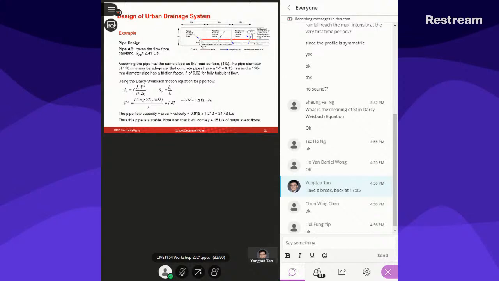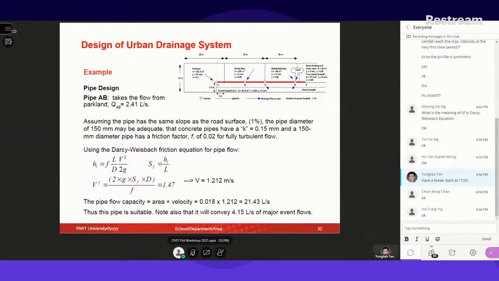And also we can see that for pipe AB, only the runoff from the pipeline is drained. So that means the peak flow is 2.41 liters per second. We assume that the pipe has the same slope as the road surface, 1%, which is also the requirement of the minimum slope. So for the pipe diameter we can try 150 millimeters.